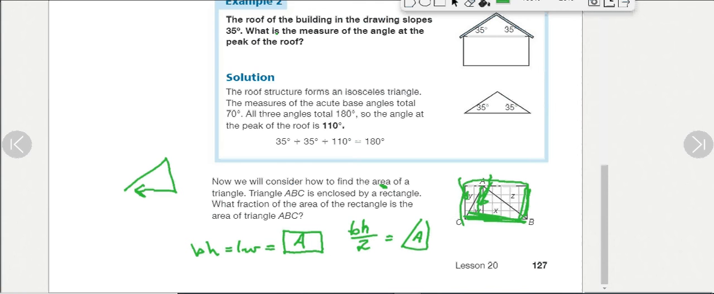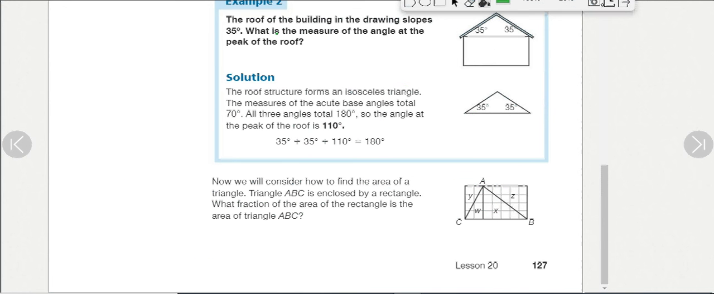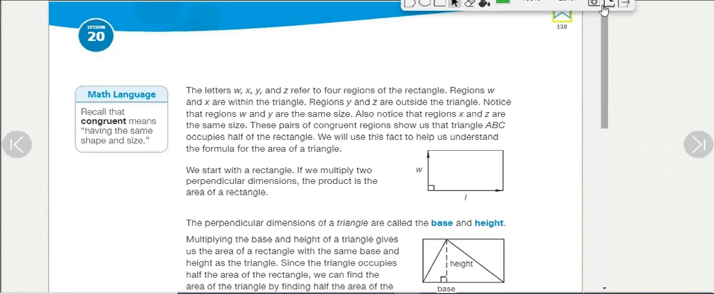And the triangle is about what fraction of all of that? Well, if you added the z portion and the y portion together, they would equal the w and the x portion. Z plus y is w plus x. So that extra part is the other half. Okay? If you find the whole rectangle, you're finding twice as much as the triangle.